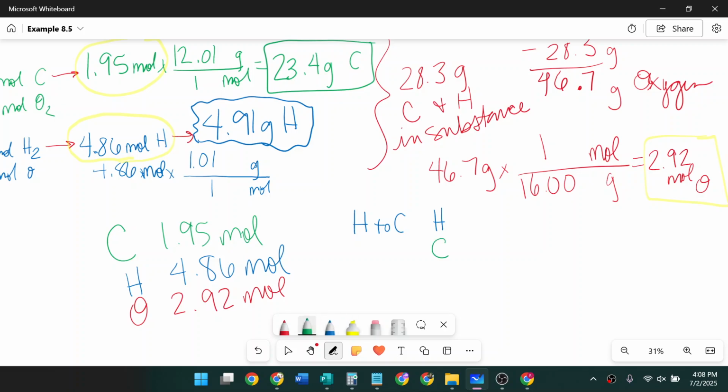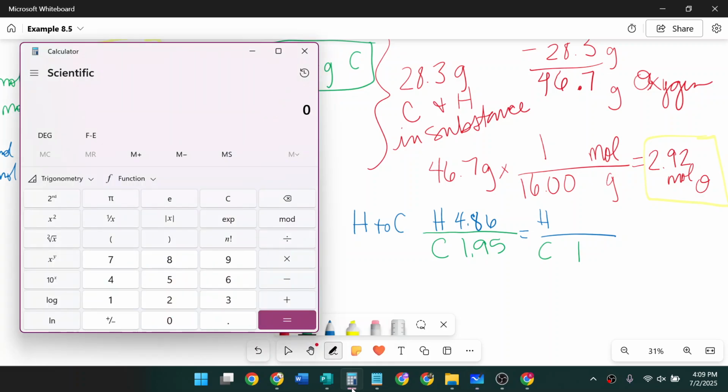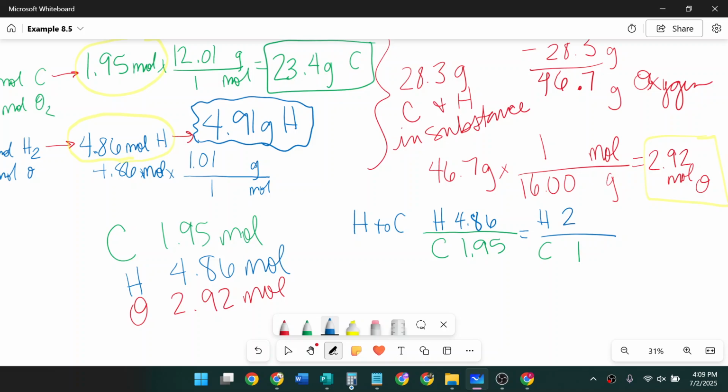So for our carbon, that's 1.95, and for hydrogen, that's 4.86. And when we simplify that ratio, remember our carbon and hydrogen are still there, but our carbon becomes as if it's 1. So 4.86 divided by 1.95. All right, so this one, we get 3 significant digits to keep, so 2.49. Now let's do our oxygen.